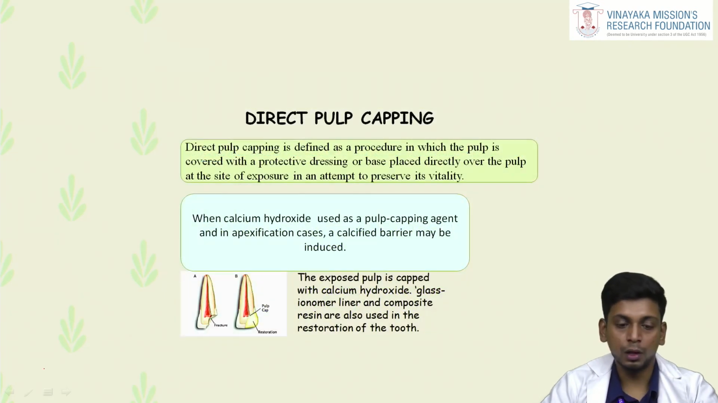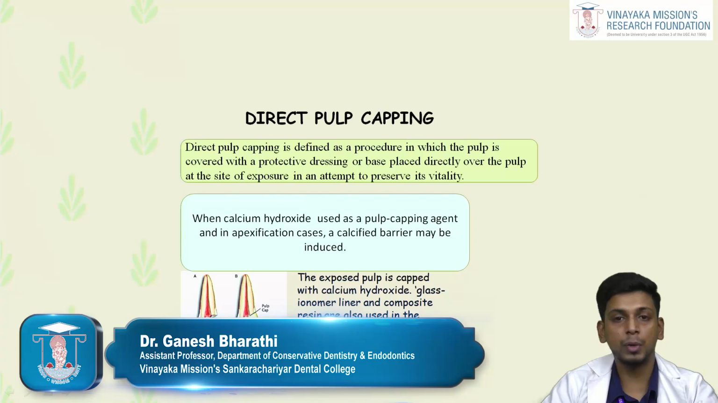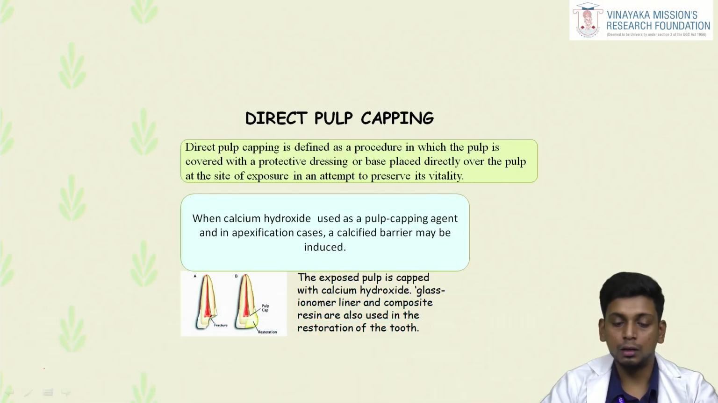Direct pulp capping. Direct pulp capping is defined as a procedure in which pulp is covered with a protective dressing or base placed directly over the pulp at the site of exposure in an attempt to preserve its vitality. When calcium hydroxide is used as a pulp capping agent and in apexification cases, a calcified barrier may be induced. The exposed pulp is capped with calcium hydroxide. Glass ionomer liner and composite resins are also used in the restoration of the tooth.